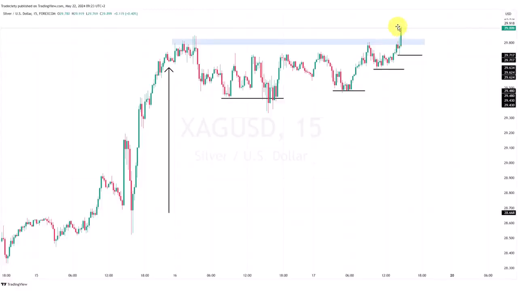The breakout has to be with a strong candle. It's really important that the breakout happens with a strong candle. Also, you want to see when the breakout is happening. In this case, this is happening right around the US Open. And that's a really important detail.